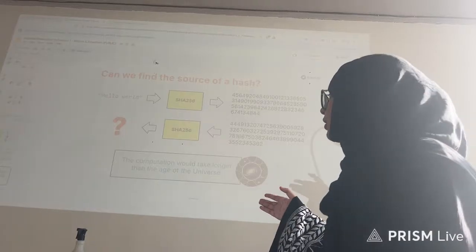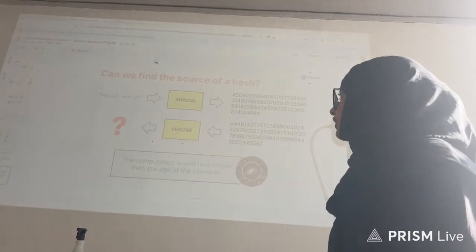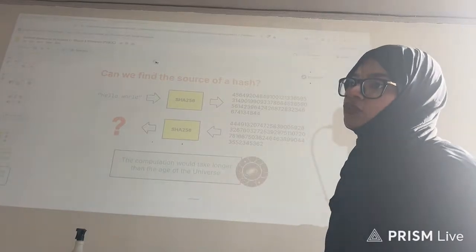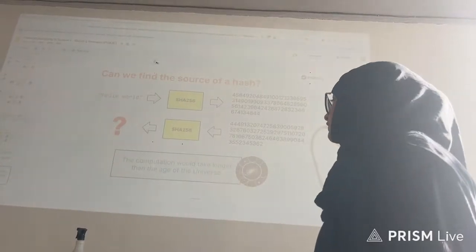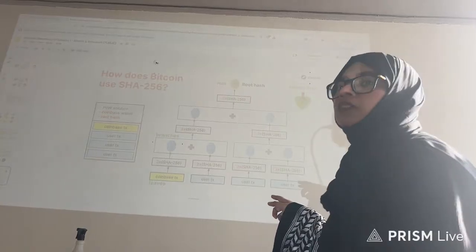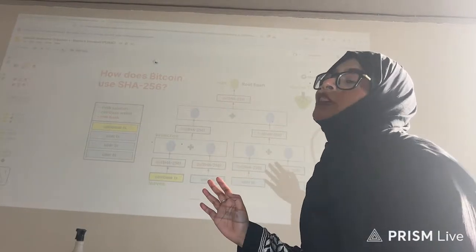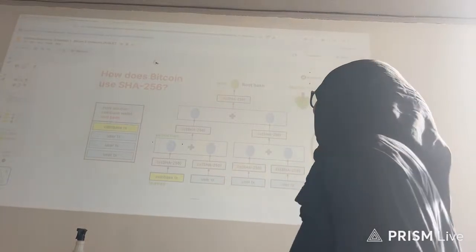So if you want to reverse a SHA-256 algorithm, like Nitin said, there's no computation power right now, because it would take longer than the age of the universe. I don't know, maybe it has. Let's not get into the Area 51 conversation, please.